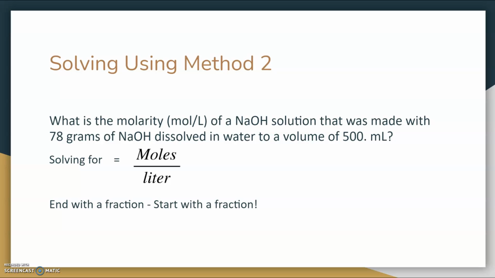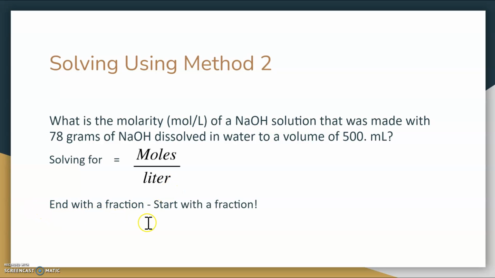You get to choose. The same question, what is the molarity, moles per liter, of a sodium hydroxide solution that was made with 78 grams of sodium hydroxide dissolved in water to a volume of 500 milliliters? So I am going to solve for moles over liters. Instead of just solving for moles and then solving for liters, I'm going to solve for the whole thing at one time. I'm going to solve for moles per liter.